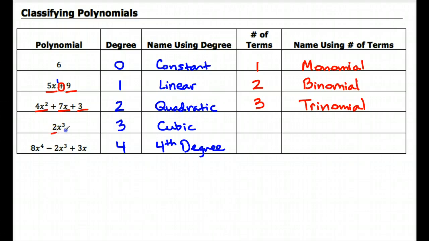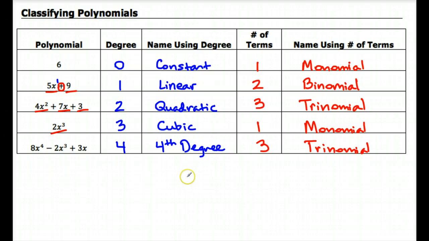2x cubed, even though its degree is 3, has only one term because there are no addition or subtraction signs there. Okay, so that is a monomial. And then 8x to the fourth minus 2x cubed plus 3x has three terms, and again that one is a trinomial.